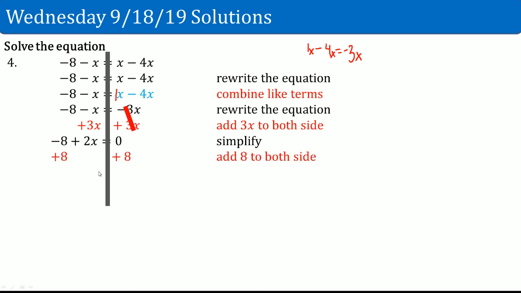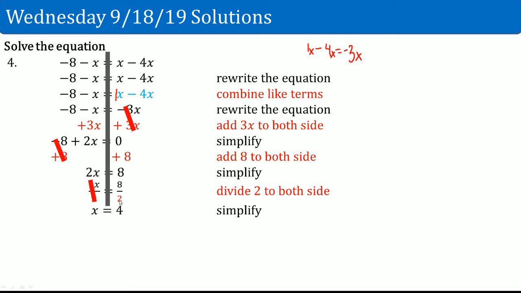Okay. Add 8 to both sides. There's a 0 here. You're allowed to have a 0. Plus 8 to both sides cancels out. Bring down the 2x. The 0 plus 8 becomes 8. Divide both sides by 2. That cancels out. 2 over 2 becomes 1. 8 over 2 becomes 4.